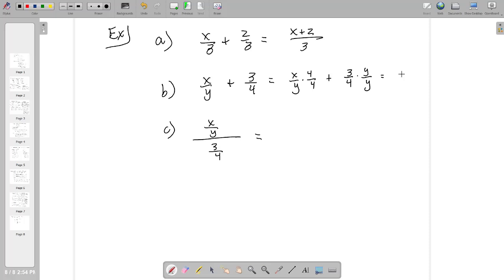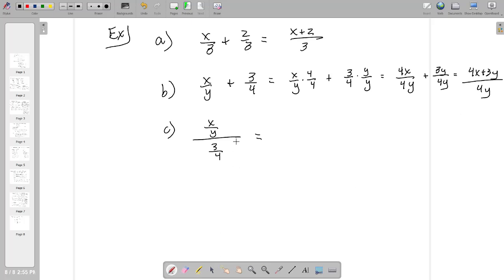So now we have 4x over 4y plus 3y over 4y. And you can see that we have a common denominator now. And it reverts to a problem of like type A. Here, we have 4x plus 3y over 4y. When you have a common denominator, remember the denominator doesn't change.